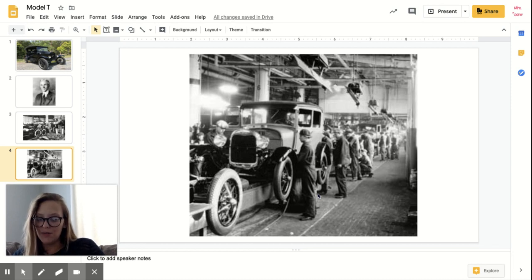What I want you to do now is I've posted a Seesaw activity related to the Model T. I want you to take some time to read that article as well, and then fill out the bottom half. Make sure you submit it so I can see your work.